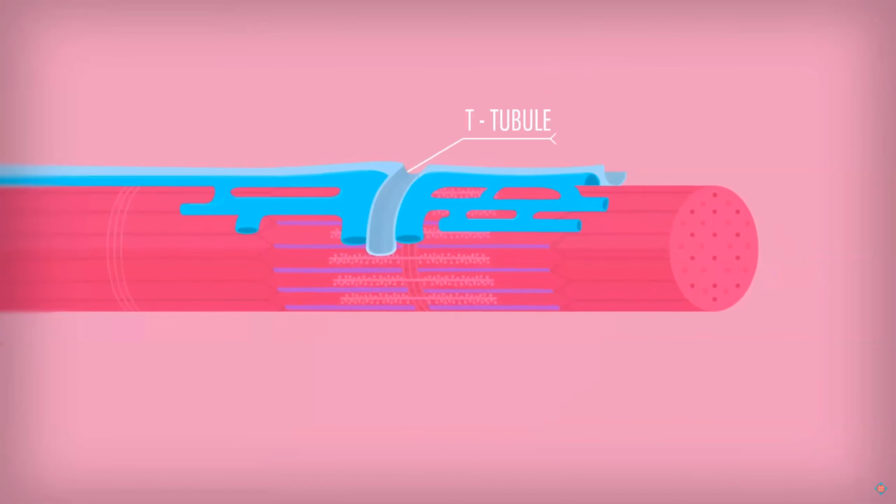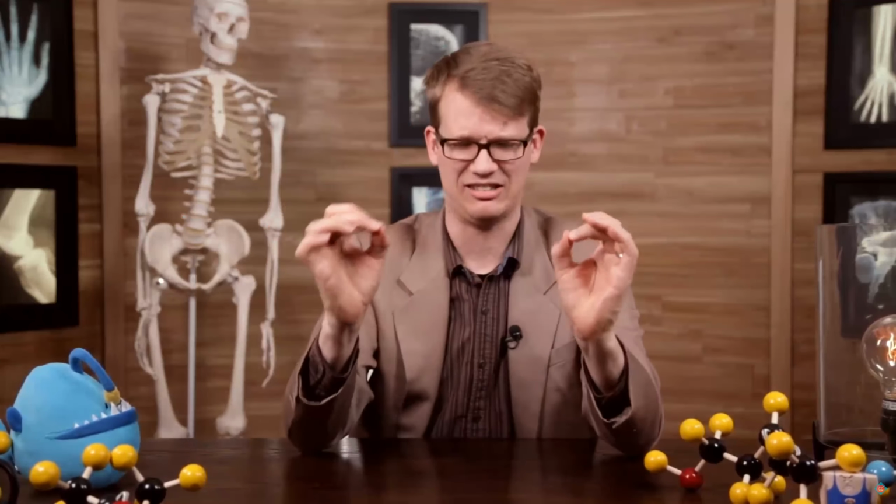When the action potential travels down one of those tubes, it eventually triggers the voltage-sensitive proteins that are linked to those calcium channels in the cell's sarcoplasmic reticulum. When those channels are thrown open, the calcium stored inside rushes into the rest of the cell, and finally myosin is like, yes, here we go!